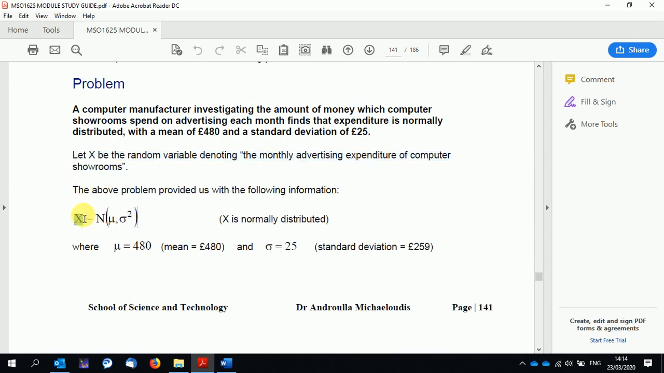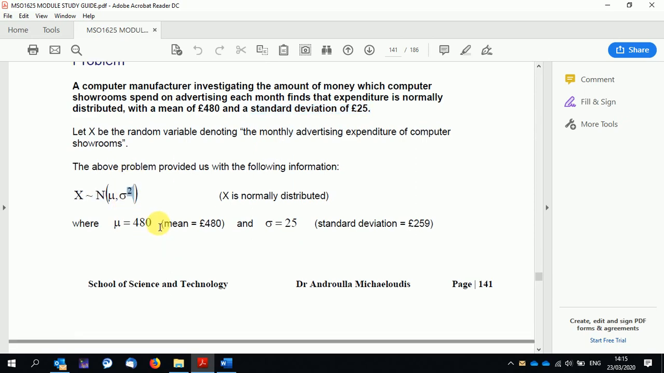Then you write your normal distribution in terms of notation, where X is the variable, follows the normal distribution, bracket the first value must be mean, the second value must be variance here. Right, so read your question. If standard deviation is given to you, then this number here should be 25 square, not 25.